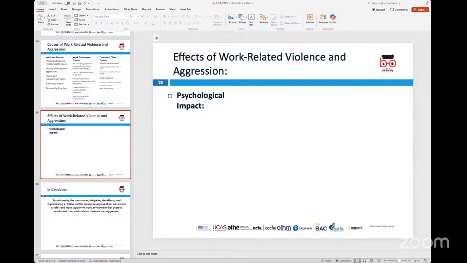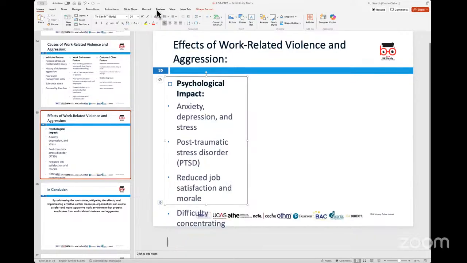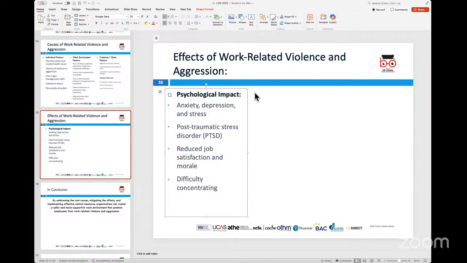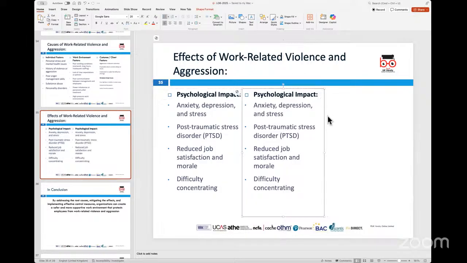And when we talk about psychological impacts, there could be anxiety, depression, post-traumatic stress disorder, PTSD as we call it, reduced morale or job satisfaction in terms of working in your role, and obviously difficulty concentrating. So these are the psychological impact factors. These are the impacts, psychologically, that you would see if conditions are not correct as far as the organization or premises are concerned.